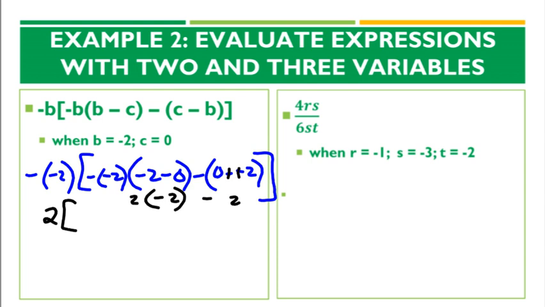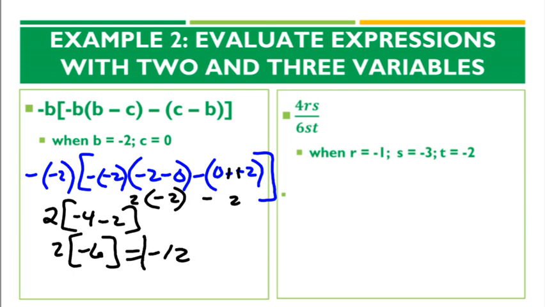So 2 times -2 is -4. -4 minus 2 is what I have in brackets. -4 minus 2 is a -6. -6 times 2 gives me a -12.